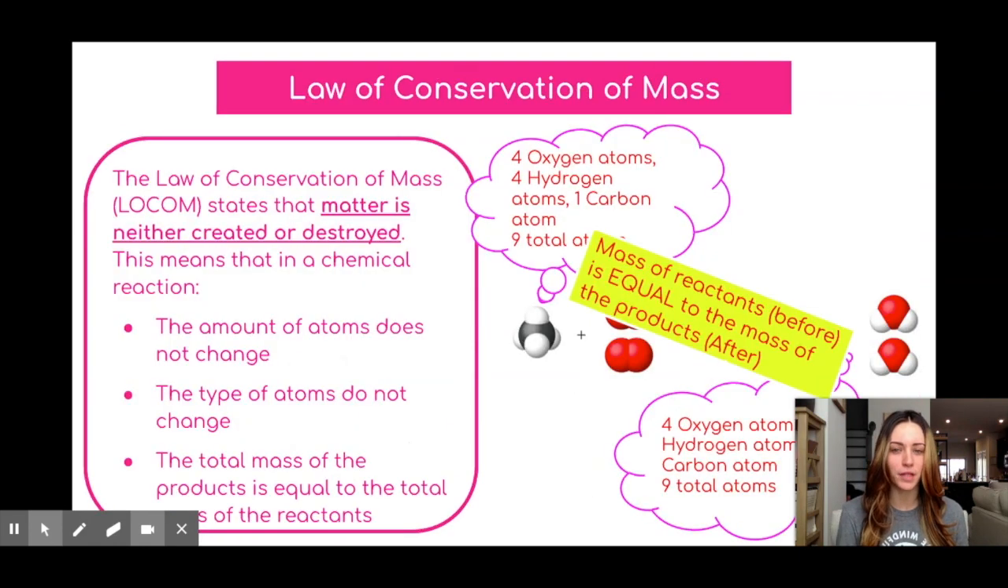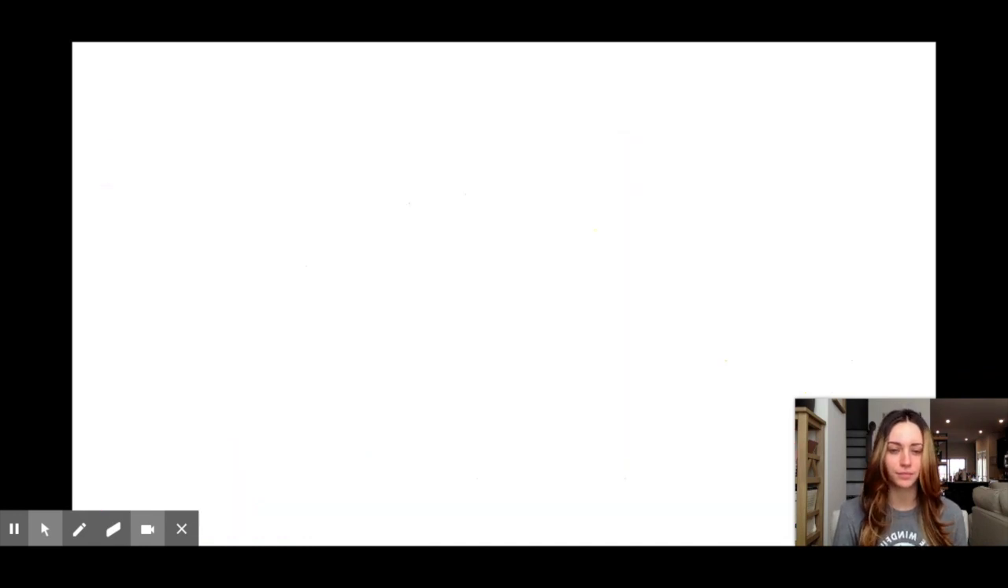You also remember that the law of conservation of mass tells us that matter cannot be created or destroyed, meaning that the type and number of atoms present after a reaction is the same as the type and number of atoms present before the reaction, the only difference being the arrangement or the configuration of those atoms.